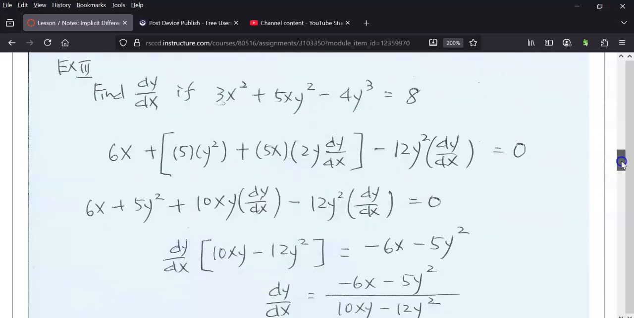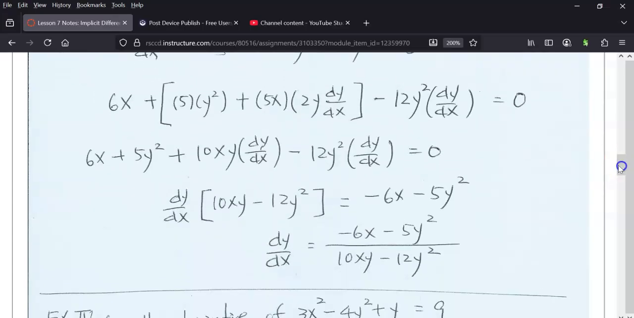Now, the rest of it is just looking at the equation and trying to solve for dy/dx using algebra, right? So I'm simply simplifying everything inside. So this becomes 5y squared. Combine these, multiply it out: 10xy dy/dx minus 12y squared dy/dx.